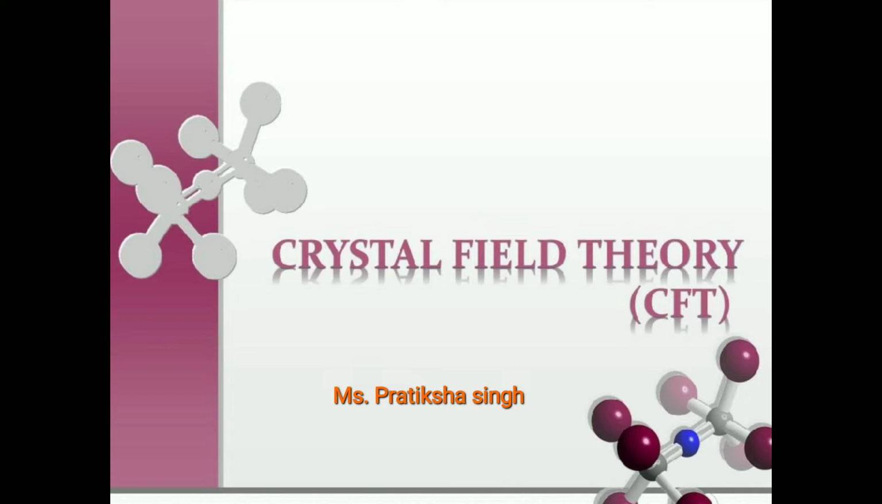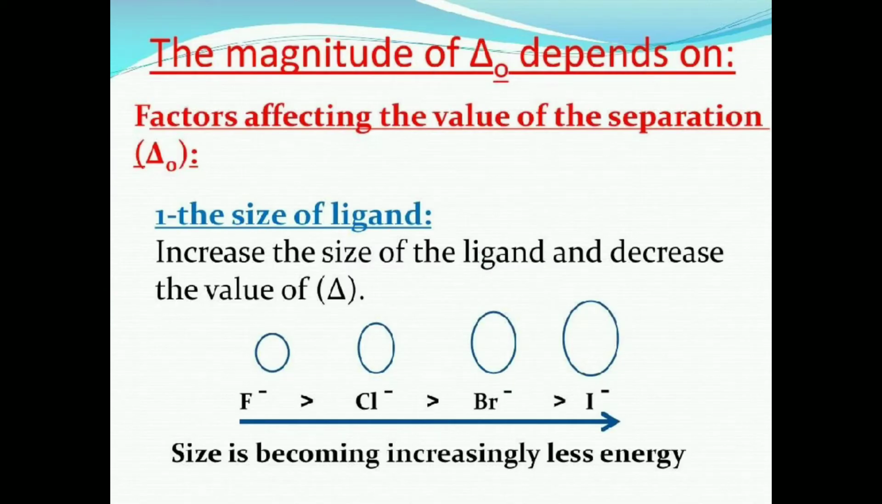Today we are going to discuss the measurement of 10Dq, the energy parameter or splitting parameter delta 0. In the previous video we discussed the crystal field theory and the splitting of d orbitals or energy levels. Then in the next video we saw the Jahn-Teller distortion. And now in this video we will discuss the measurement of 10Dq and the factors affecting this value.